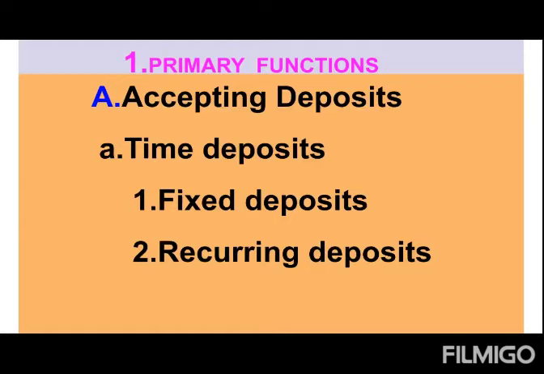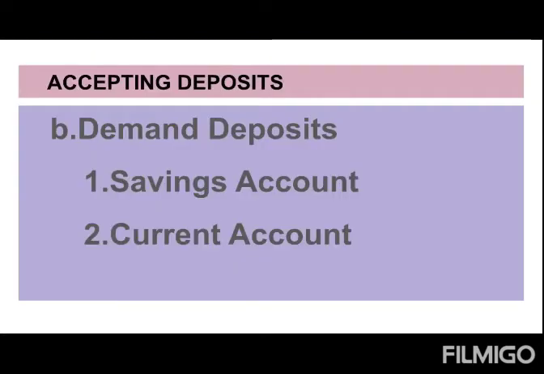The second type of accepting deposit is demand deposits. So from this term you can understand demand deposit means what? Whenever account holder is demanding money, banker has to pay the money. In that, two types of accounts are coming, savings account and current account. The savings account is mostly opened by the people those who are earning regular income or fixed income they are getting per month. Salary earners we can say.